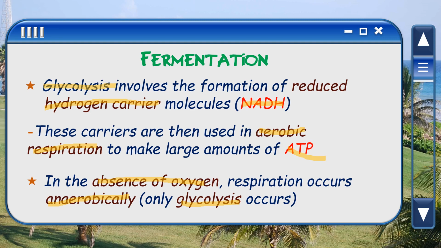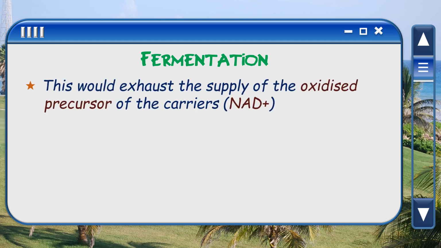So if we don't have any more oxygen, then the process will not continue or take place in the mitochondria. It will only stop in the cytoplasm, and it will only stop at the glycolysis process. That is, if there is an absence of oxygen, respiration will occur only anaerobically. That is glycolysis occurring only. So this exhausts the supply of oxidized precursor of the carriers, that is NAD. So if fermentation is taking place, it is only stopping in the cytoplasm. So it is only glycolysis which is taking place.